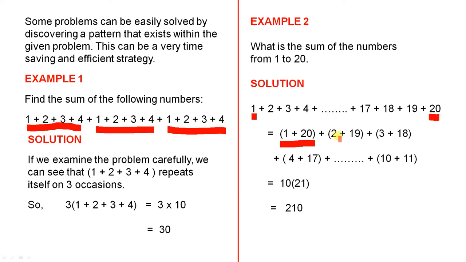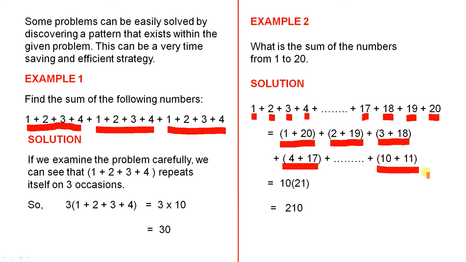Then we take 2 and we add it to 19. See there? 2 added to 19. Then we take 3 and we add it to 18. See there? So 3 added to 18. Then we take 4 and we add it to 17. 4 added to 17. And we keep continuing on until the final pairing would be we take 10 and we add it to 11. So we just keep continuing on with that pattern.